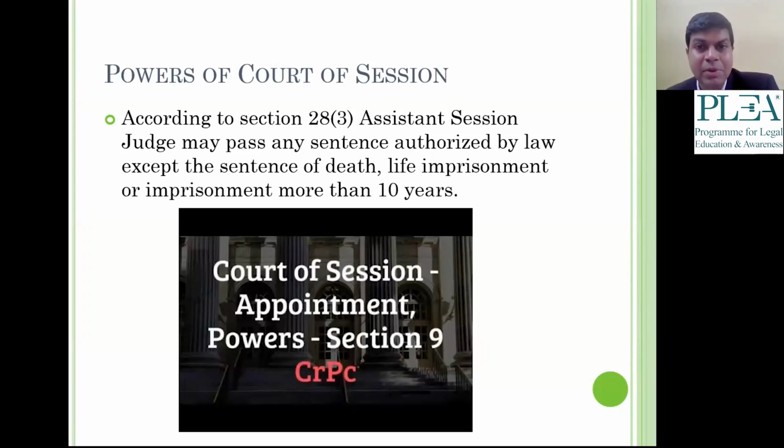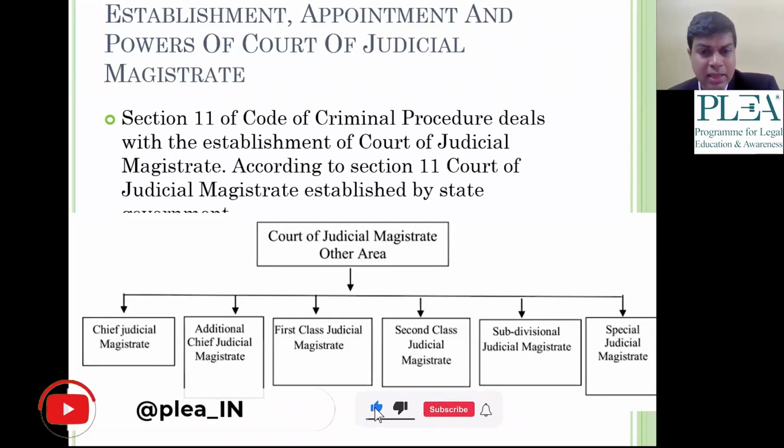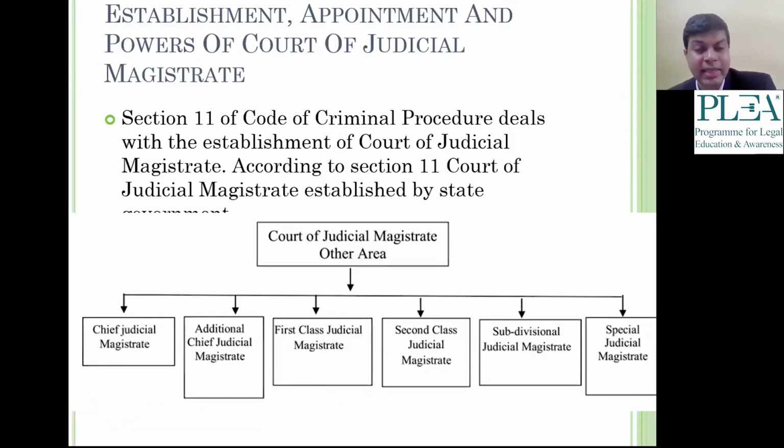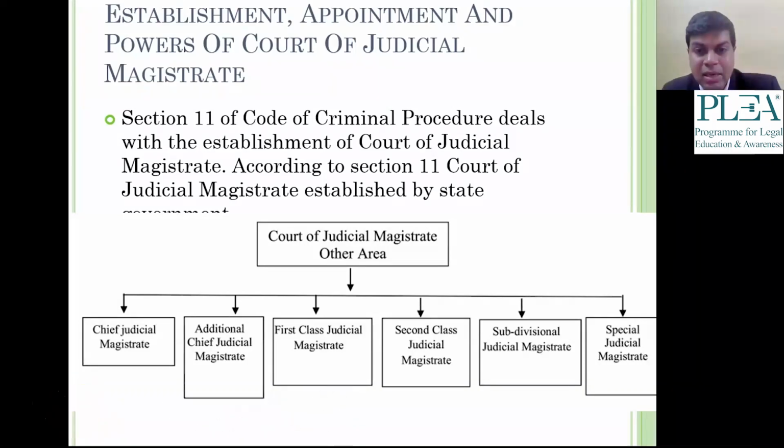Now moving to the next slide, that is establishment, appointment, and powers of court of judicial magistrate. Under section 11 of the Code of Criminal Procedure, the court of judicial magistrate is established by the state government. The courts are: chief judicial magistrate, additional chief judicial magistrate, first class judicial magistrate, second class judicial magistrate, subdivisional judicial magistrate, and special judicial magistrate. So these are the types of judicial magistrate courts.